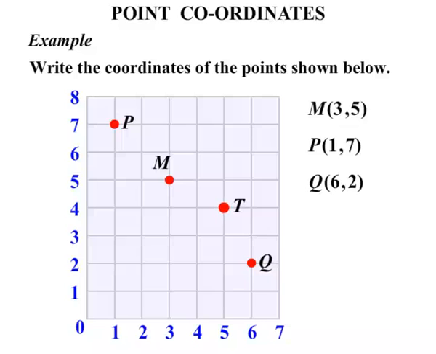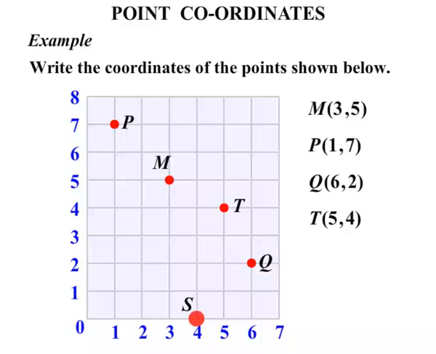The next point, point T. Let's write T and then brackets. Now, down the bottom it lines up with 5. And across it lines up with 4. Okay, coordinates of T, 5, 4.